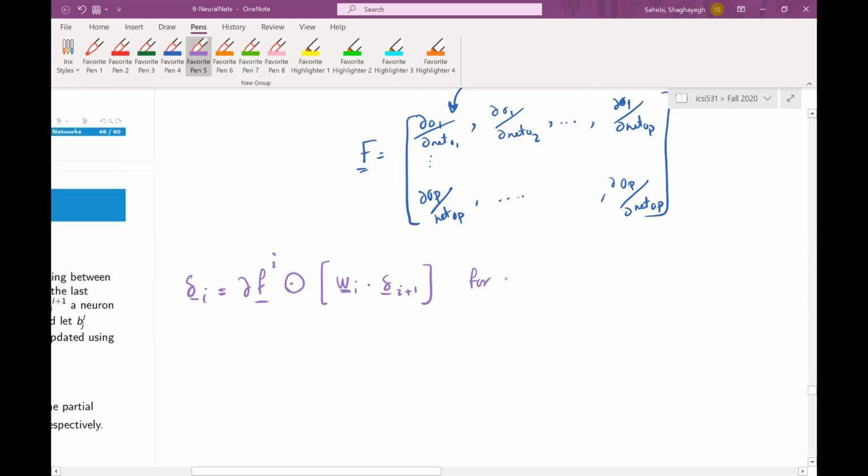This is actually something very generic. It can be used in all different kinds of setups. We are going to have a similar formulation in backpropagation for many, many networks.